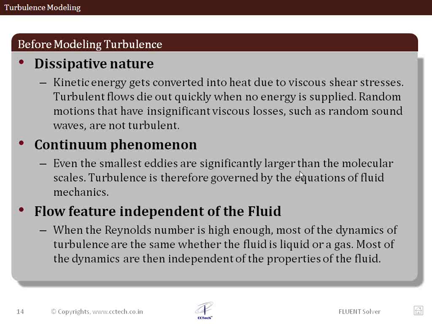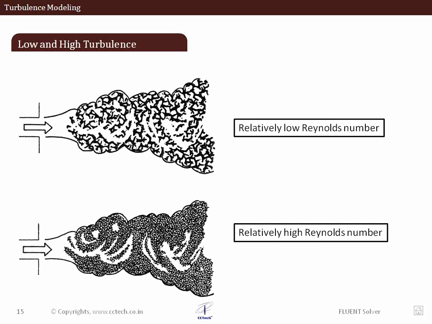The other important characteristic is that turbulence is characterized more by dimensionless numbers like the Reynolds number. It's not just the property viscosity or density, but a combination of viscosity, density, the length scale, as well as the velocity scale of the flow. This is what characterizes a flow phenomenon to be turbulent or not, and therefore, be it liquid or gas, it doesn't really matter so much. In both cases the flow can be turbulent, and most of the dynamics of turbulence becomes independent of the properties of the fluid, especially if the Reynolds number is quite high. So it's a flow feature independent of the fluid.